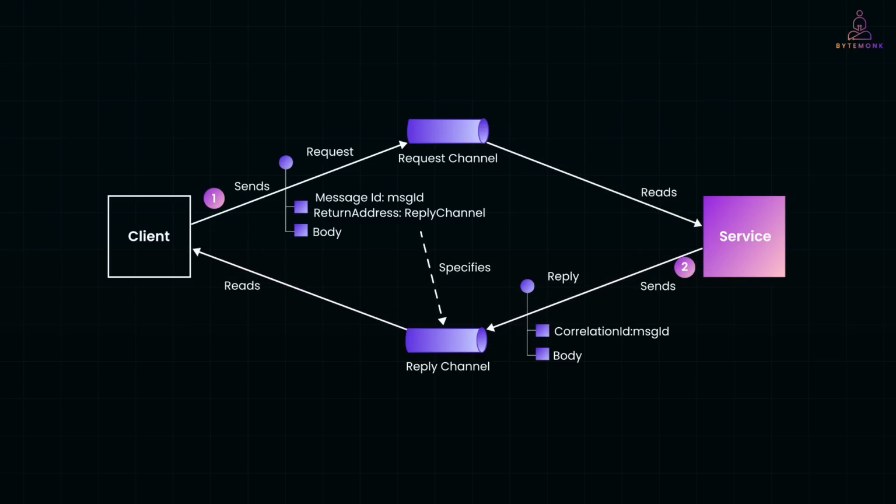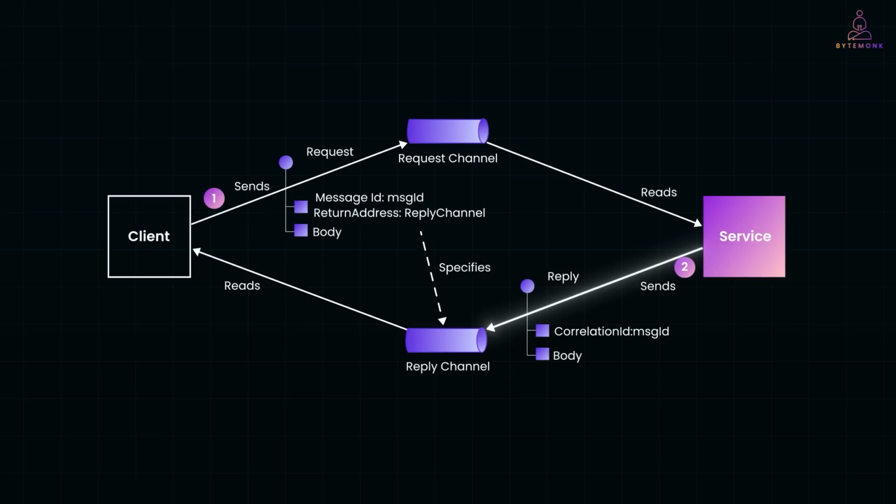For example, here, the client sends a message to the service through a request channel. This message includes a unique message ID, a return address, basically the name of the reply channel where the service should send the response, and the actual message body, which contains the request data. The service reads the message from the request channel, processes it, and then sends a reply message back to the client via the specified reply channel.